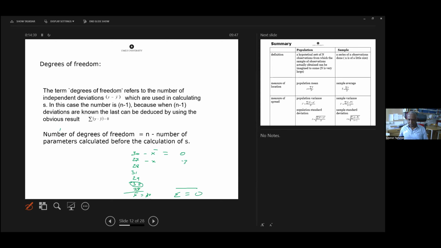From the average, and knowing that the sum of the differences is equal to 0, I can deduce the missing value. This will enable me to calculate one of the missing values. So that's why we subtract 1. So the number of degrees of freedom is n minus the number of parameters calculated before the calculation of S. And the number of parameters here is the average.